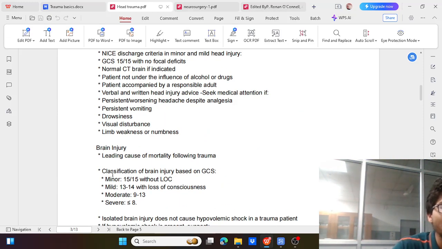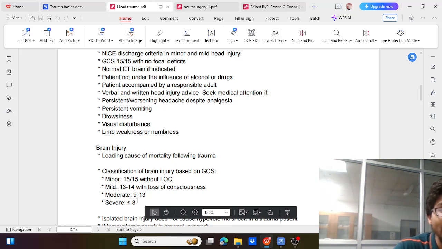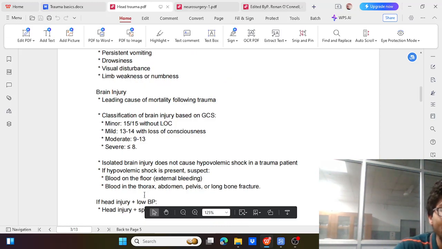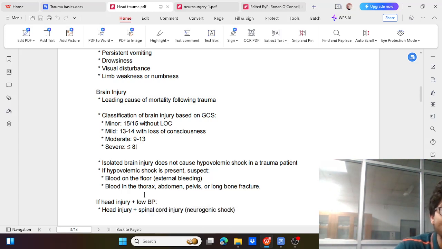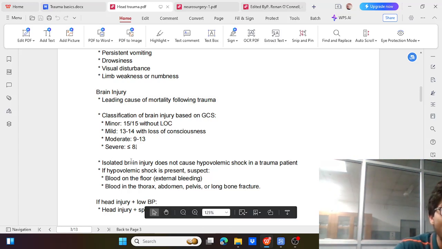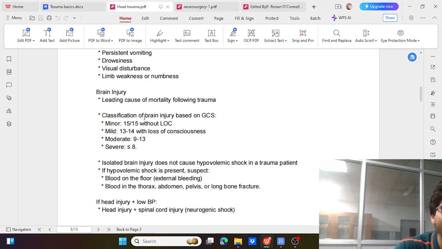So what is the classification of brain injury? When do we call it minor, mild, moderate and severe? As we have discussed earlier, if it is less than 8, then we should involve a neurosurgeon. So less than 8 is severe. Then 9 to 13 is moderate. 13 to 14 with loss of consciousness is mild, and minor is 15 without loss of consciousness. So this is the classification of brain injury which is asked based on GCS.